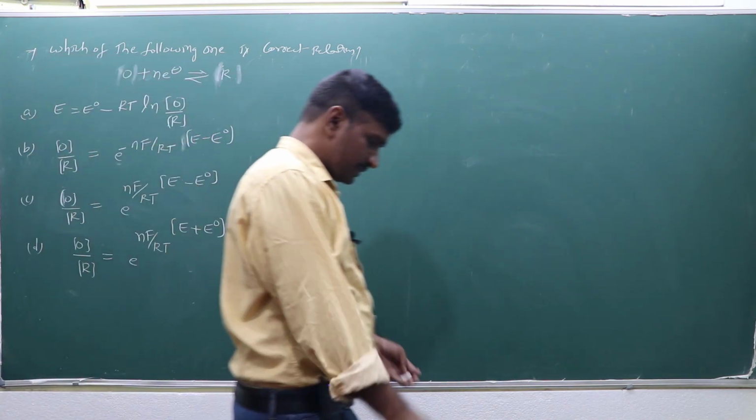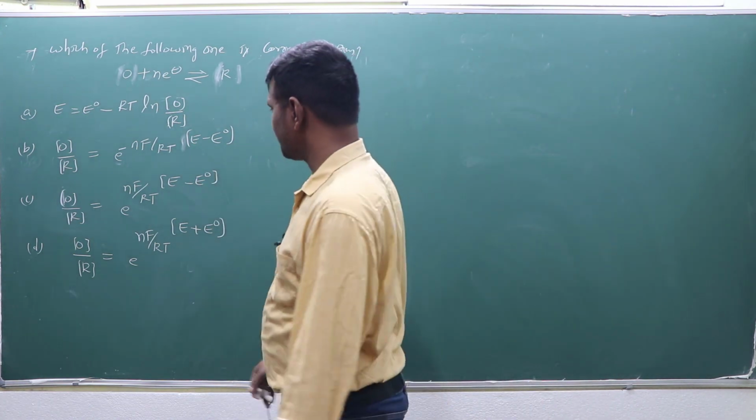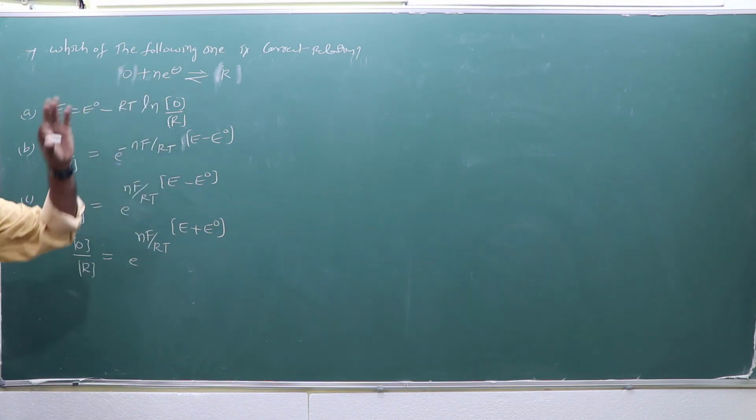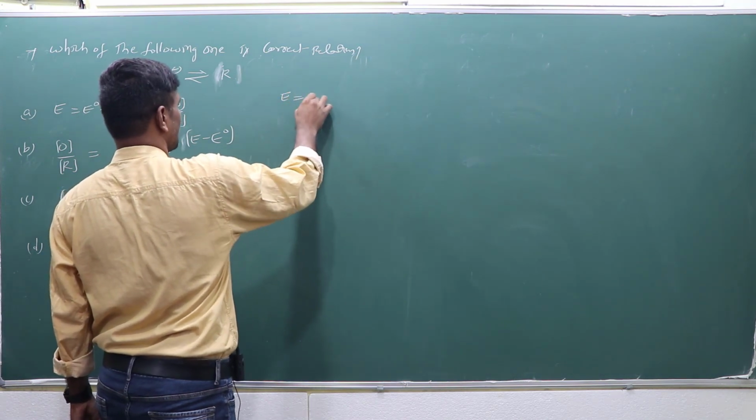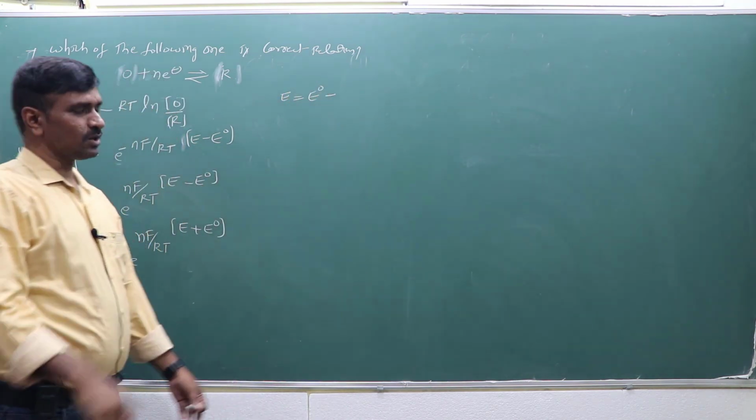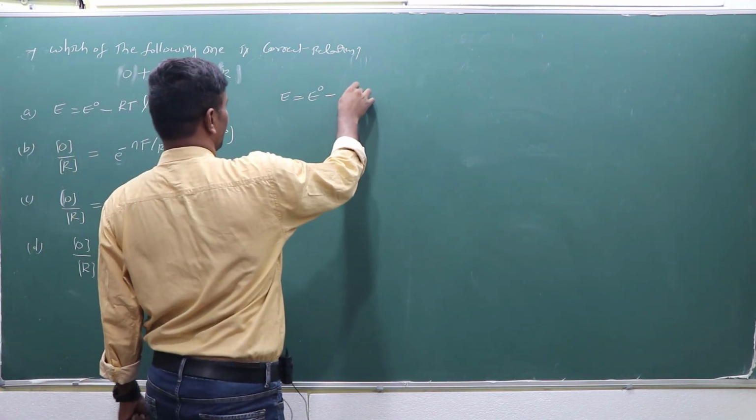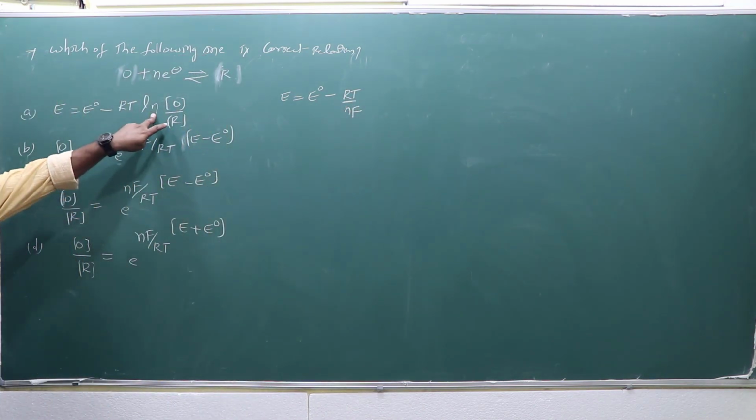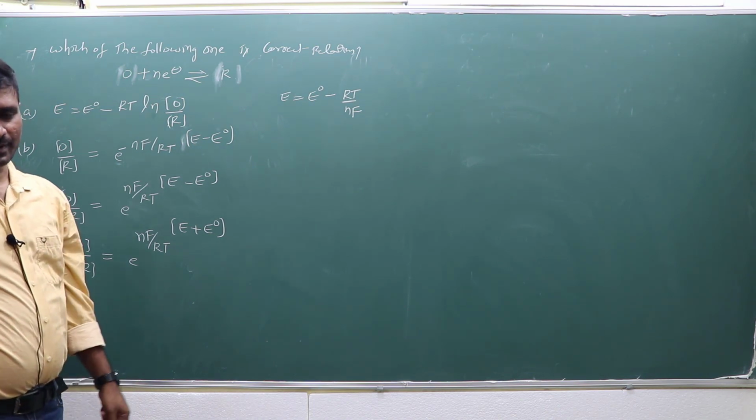So how can you solve this? Just apply the Nernst equation. The overall problem is that the Nernst equation is applied to this reaction. The Nernst equation is: E is equal to E0 cell or E0 half cell, whatever it may be, minus RT by nF ln. If log is given, it is 2.303 RT by nF. If it is at 25 degrees centigrade, it may be given as 0.0591 by n.